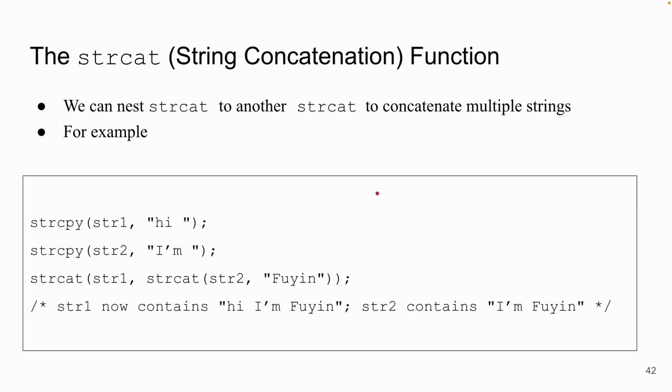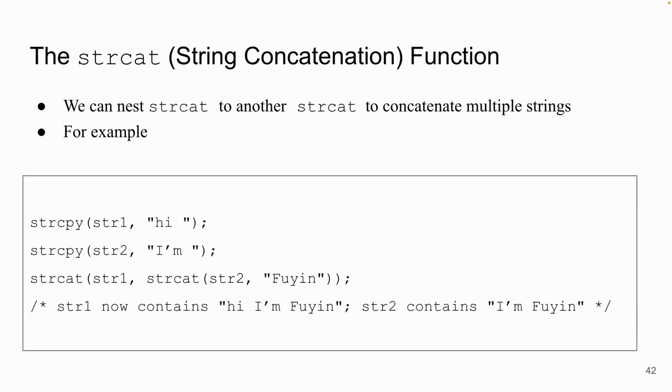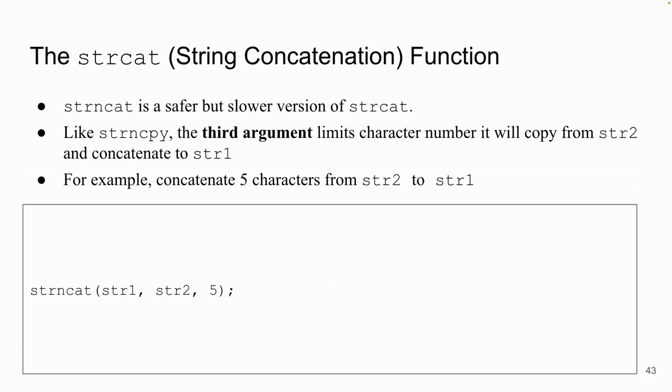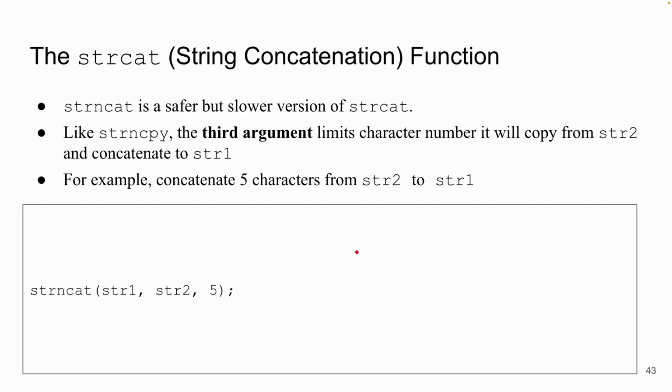In the last lesson, we talked about some library functions for strings, right? And we started with strcat, string concatenation. We talked about how we can use strcat to concatenate different strings together. So we can put a strcat inside another strcat to finish the whole sentence.